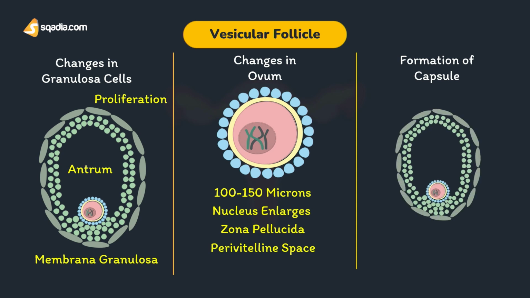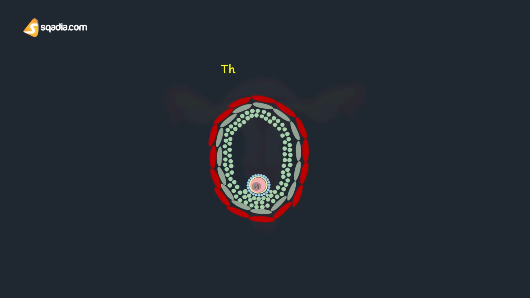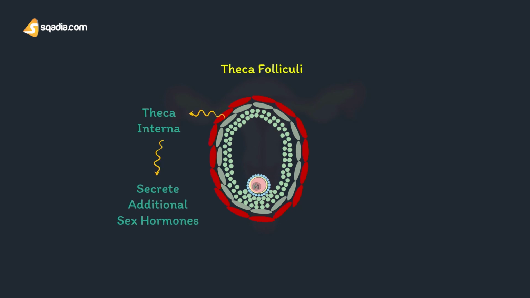So now, what happens in the formation of a capsule? Spindle cells from the stroma of the ovarian cortex are modified and form a covering sheath around the follicle. The covering sheath is known as the follicular sheath or theca folliculi. Theca folliculi is also divided into 2 layers, theca externa and theca interna. The theca interna secretes additional sex hormones, for example estrogen or progesterone. And the theca externa becomes the capsule of the developing follicle.